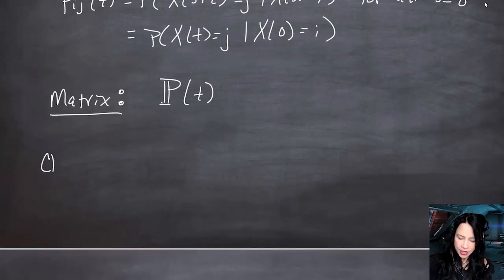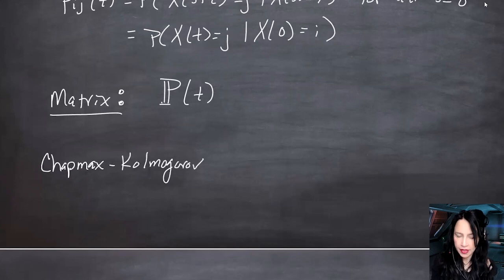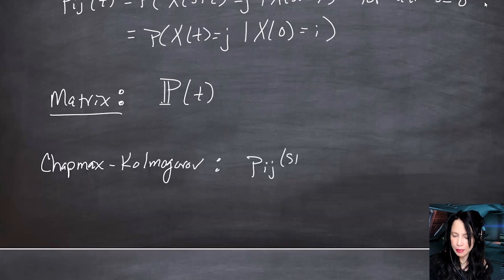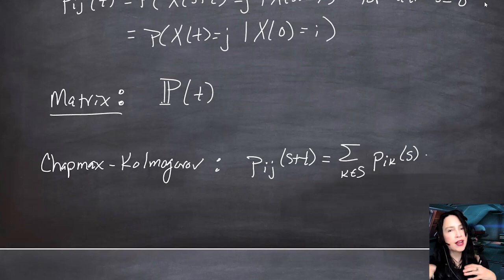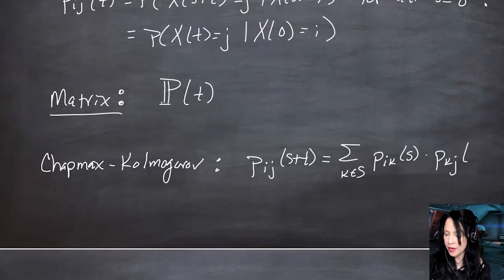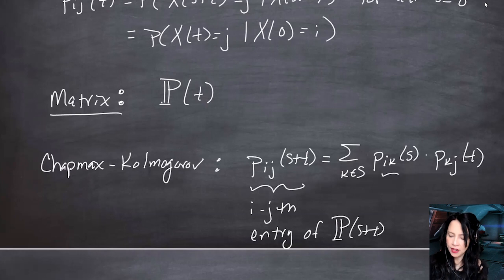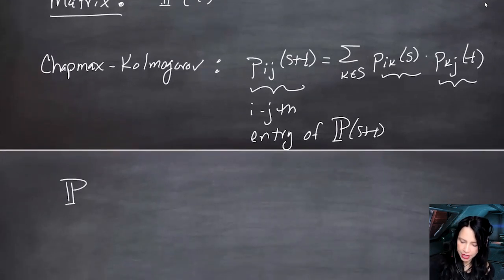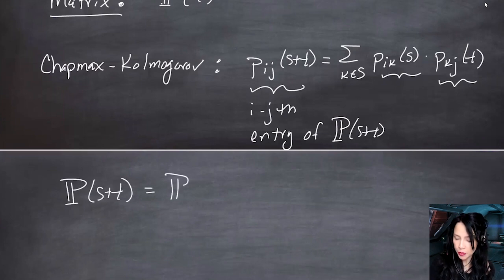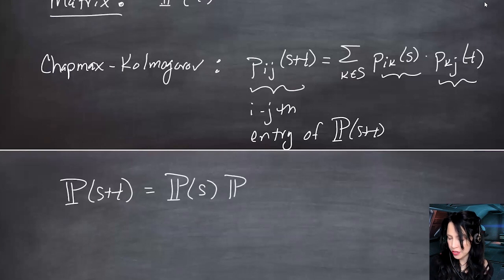However, last time we showed the Chapman-Kolmogorov equations. We can say that we can go from i to j in s plus t units of time by going to some k in the state space in the first s units of time, and then multiply independent excursion going from k to j in the remaining t units of time, or the other way around. And so this is the ijth entry of the matrix bold P of s plus t. And here we are running across the ith row of bold P of s. And here we're running down the jth column of bold P sub t.